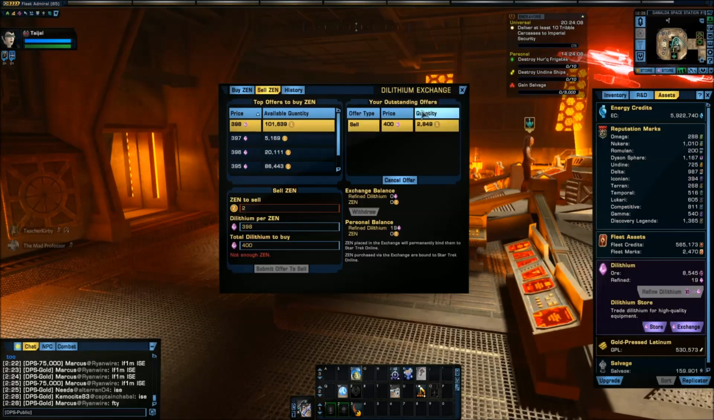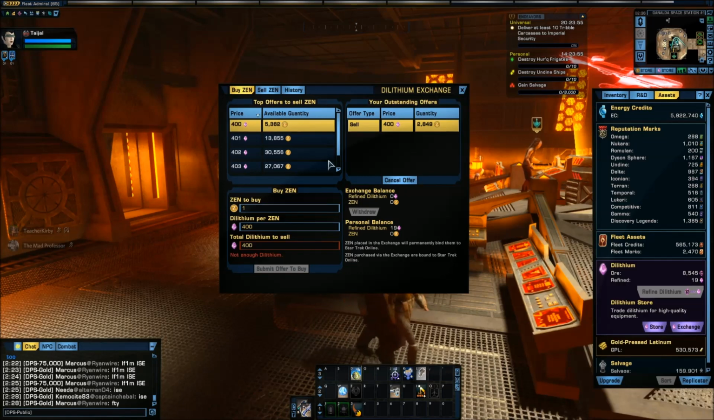Okay, now this is not going to flip during this video, so we're not even going to worry about it. But so that is the basics of how to use the dilithium exchange to make free Zen.